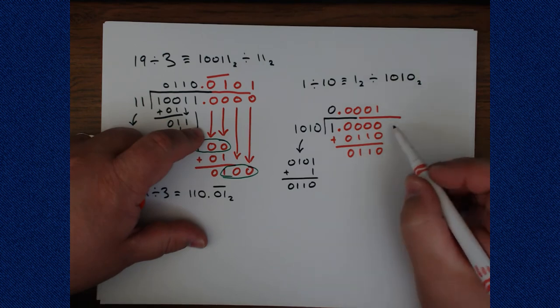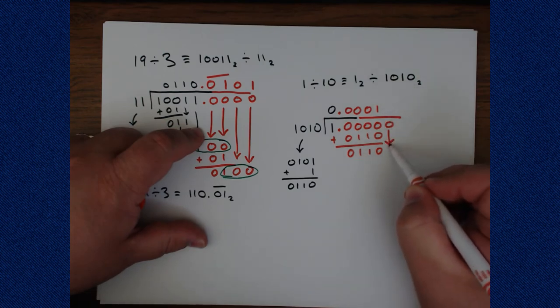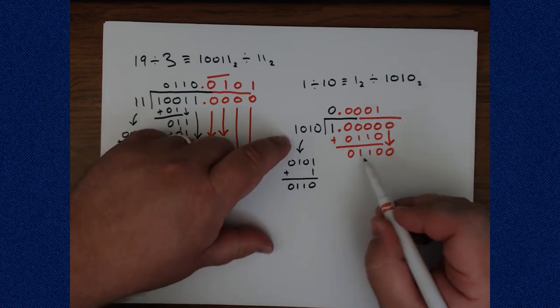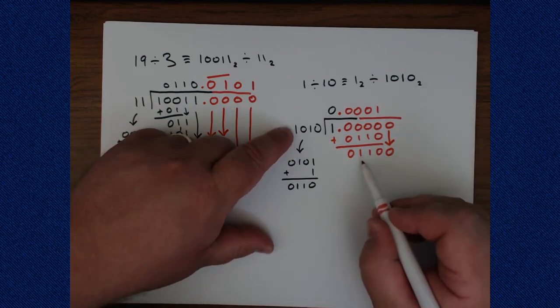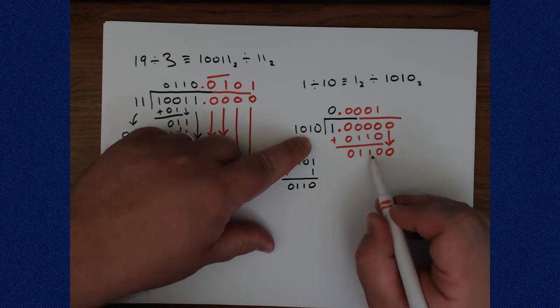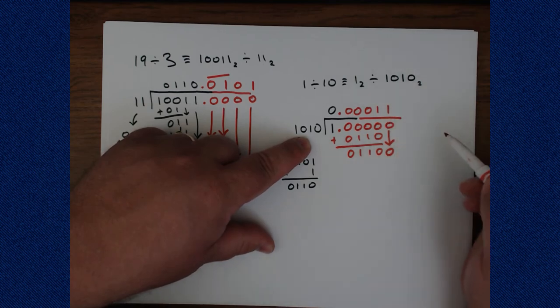All right, now I've got to bring in another digit since I don't have a 0 remainder. And I've got 1, 1, 0, 0. That's 4 bits divided by 4 bits. So let's scan them for differences. Same, different. So this dividend bit has a 1 in it. That's what's going to go up here.